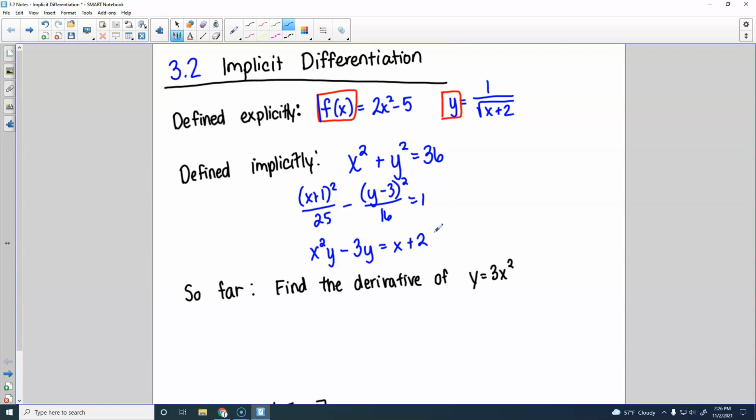Okay, so it might look like crazy stuff we've never seen before, but the x's and y's are all mixed together. Some of these are going to be difficult. Like if I put a square right here, you're not even going to be able to solve that for y. Right? So it can't be solved for y. So you have to deal with it implicitly, and you cannot make it an explicit equation.